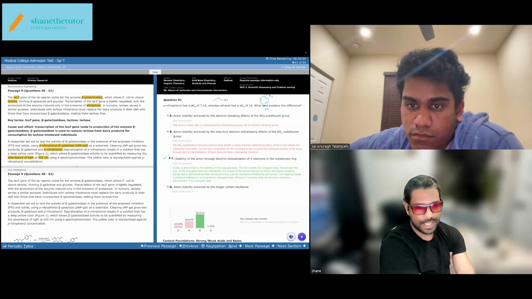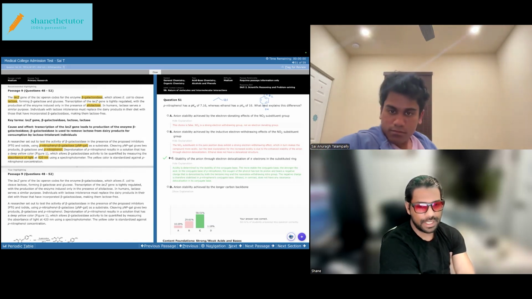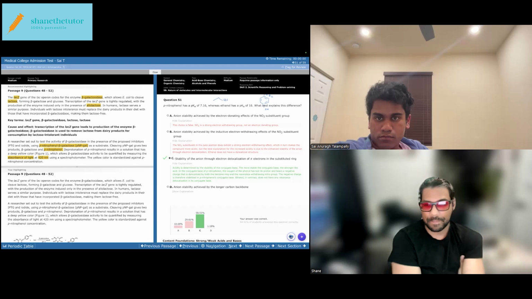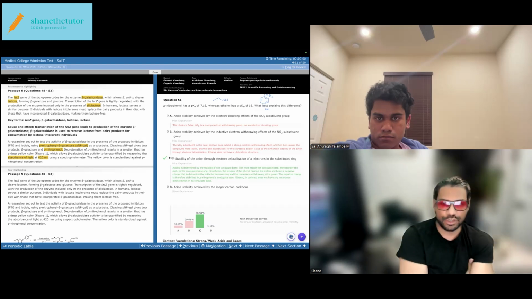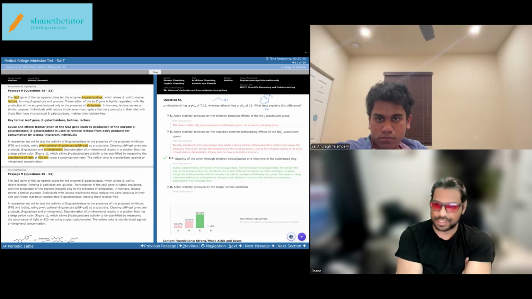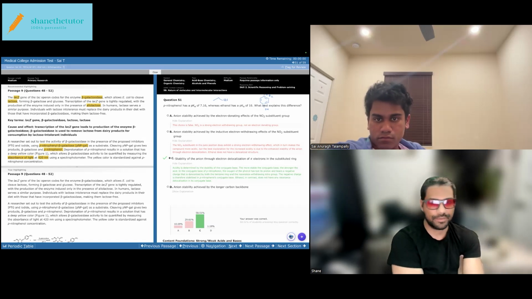D says longer carbon backbone. And sure, it's longer, but just because it's longer doesn't mean it's more stable. It's more stable specifically because of resonance. And C says essentially resonance. In other words, you should know conjugation is the same thing as resonance, which is the same thing as electron delocalization, which is the same thing as pi bonds. All these terms mean resonance essentially.